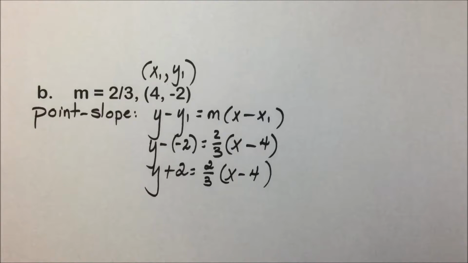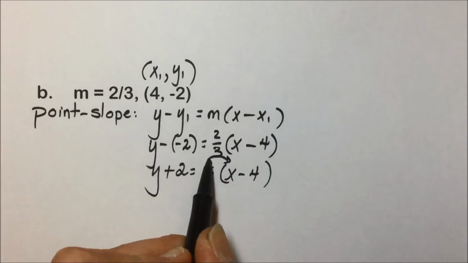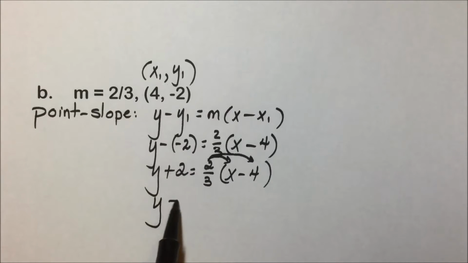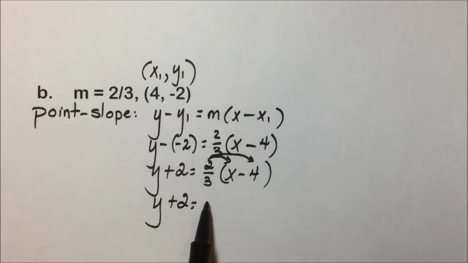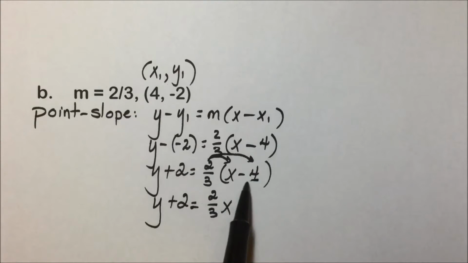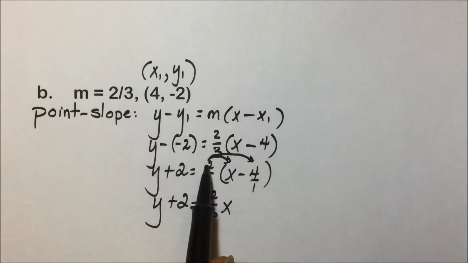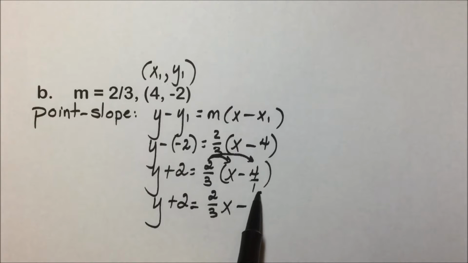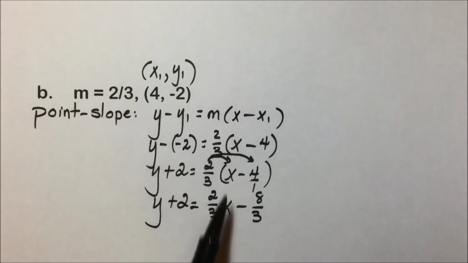Should they ask us to put this in slope-intercept form, we would want to get y by itself. Before we do that, though, let's use the distributive property. 2/3 times x would be 2/3 x, and 2/3 times -4, with 4 having a denominator of 1, we would end up with 2 times 4, which is 8/3. A positive times a negative would be a negative.